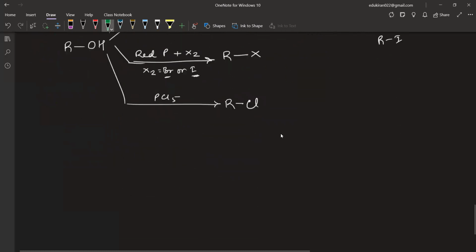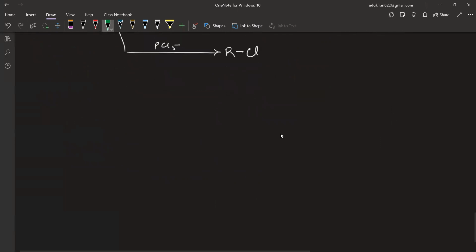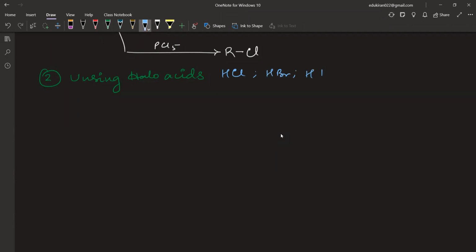Let us move to the second one. These phosphorus bases are not very much important. This second one is very important. Using halo acids. Halo acids means acids based on halogens. We have HCl, HBr, and we have HI. Now in this one, the most important is HCl. So I will write the statement according to HCl.